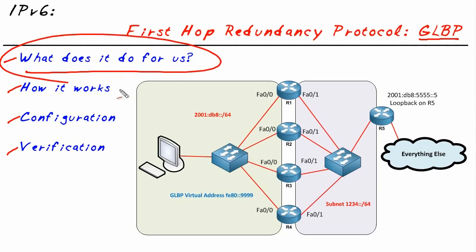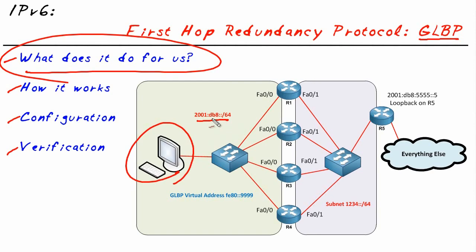So let's start off with this guy. What exactly does Gateway Load Balancing Protocol do for us? Well, the answer is it provides fault-tolerant gateways. Now, who needs a gateway? Well, the answer is this guy does. If this computer wants to communicate outside of this local network, 2001:DB8::64, it needs to know its default gateway to use to get out.